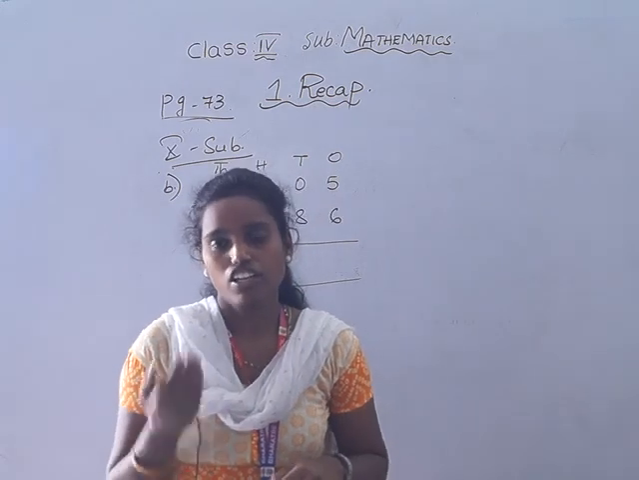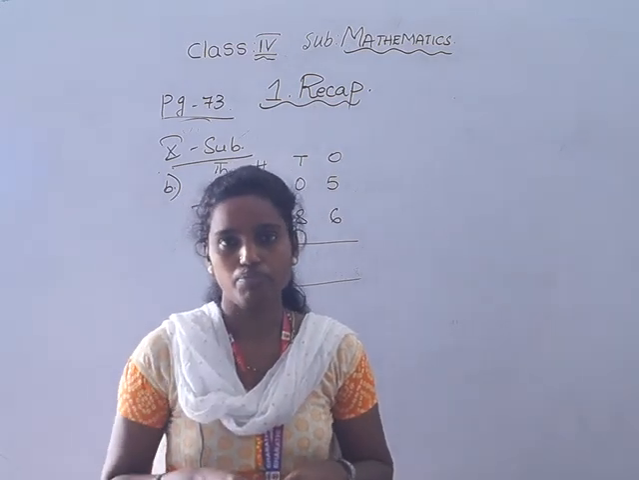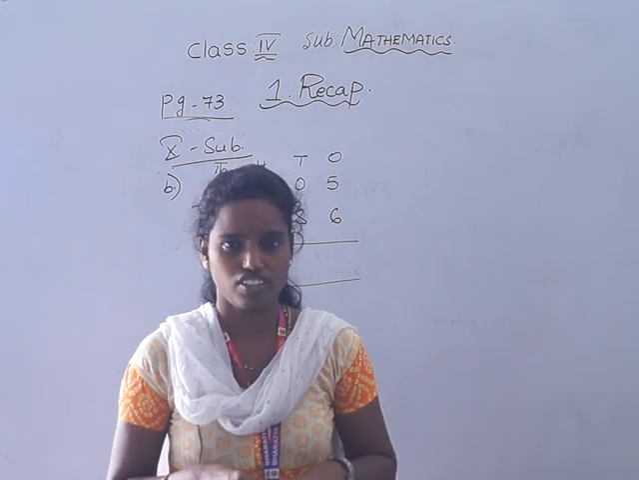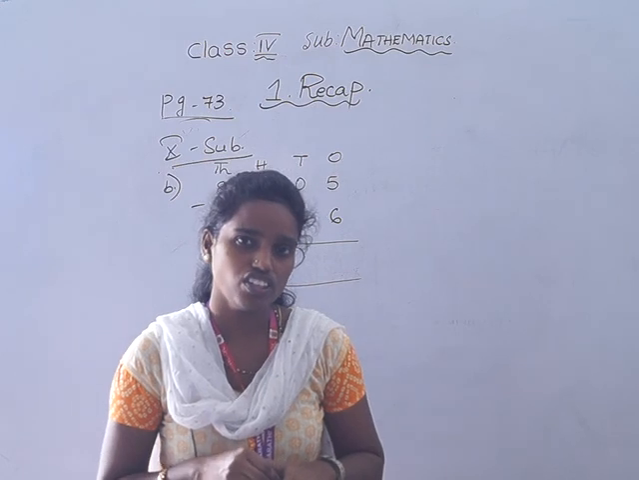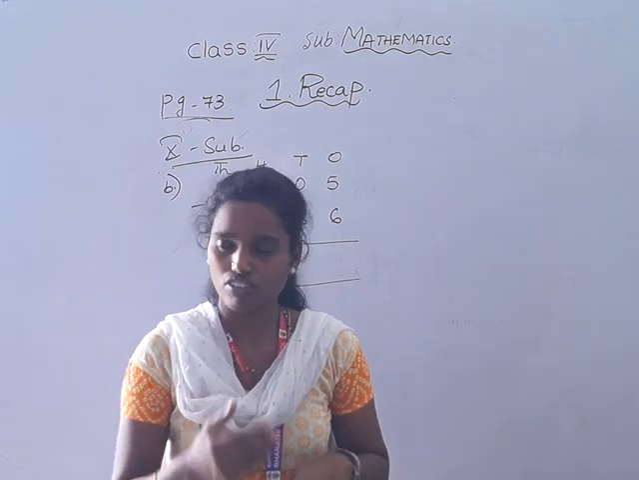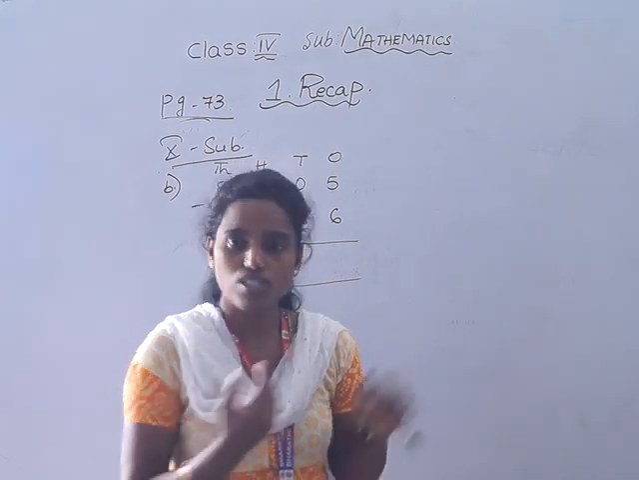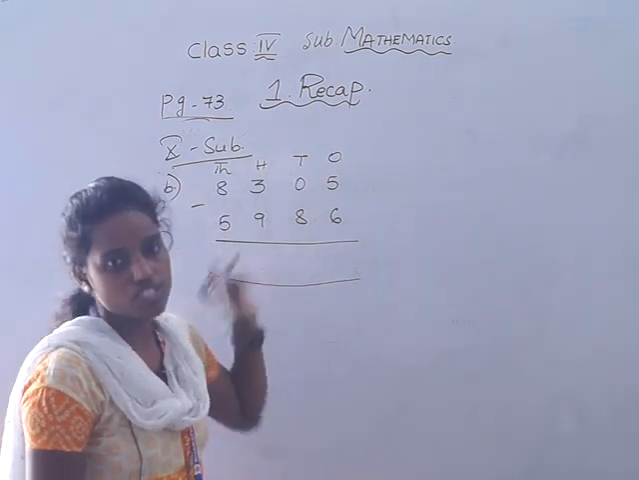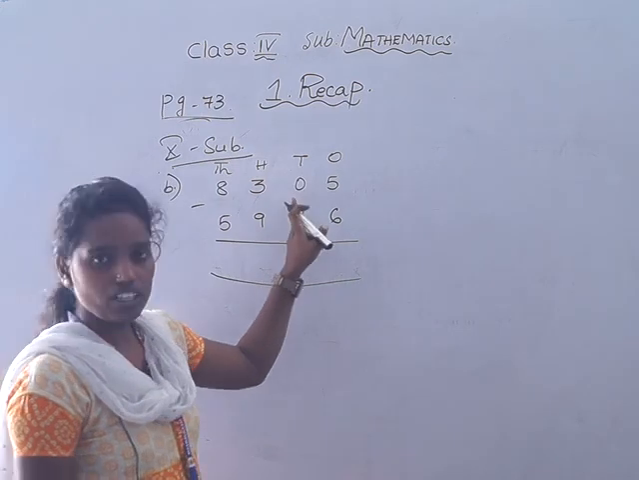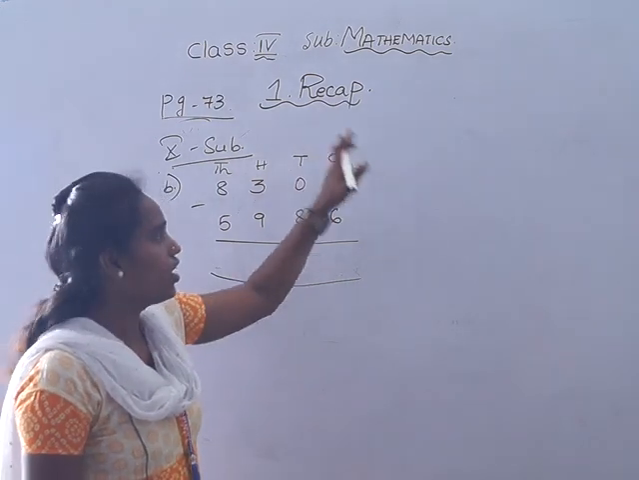For example, if you are not having enough money for buying a 5 rupees chocolate, and you are having only 2 rupees, then what will you do? You will borrow from your friend or you will take from your best friend, no? So similarly here also we can't subtract 5 from 6, so we are borrowing from the other one.